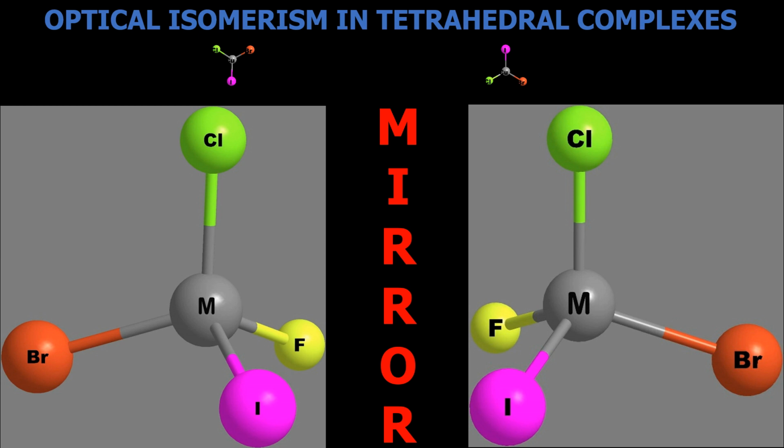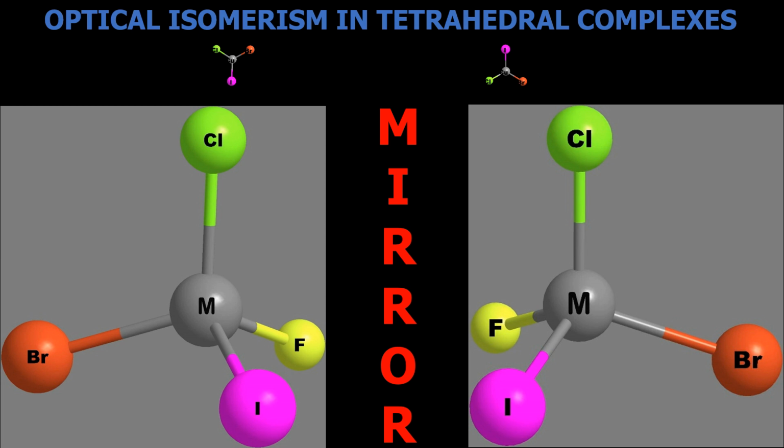Here I have 2 pictures of complex of type NABCD. In both these pictures, you can see that the formula is the same. It is NaClBrI. Both are tetrahedral complexes. I have kept a mirror in between the 2 images, and that is why both these images are mirror images of each other. Now, the question is, are these mirror images superimposable on each other?